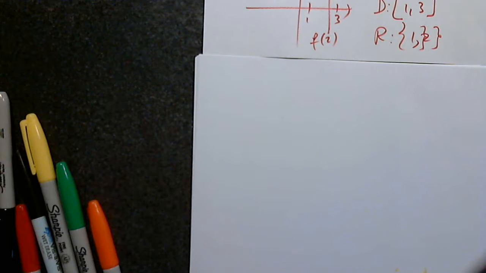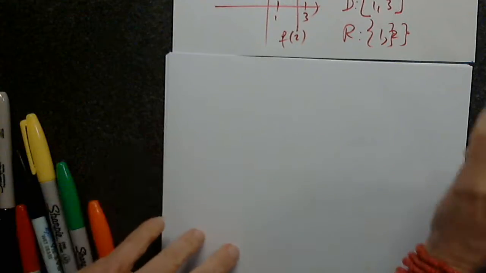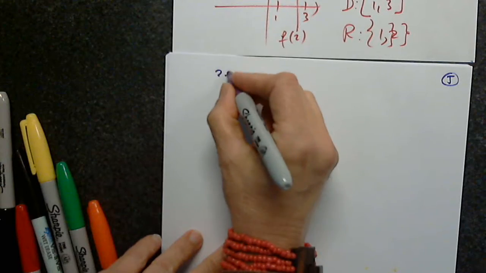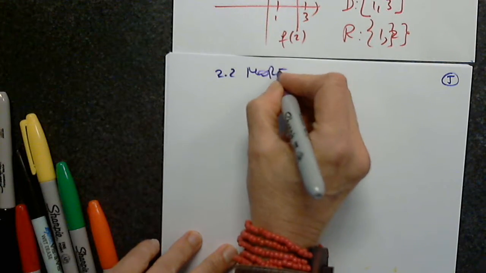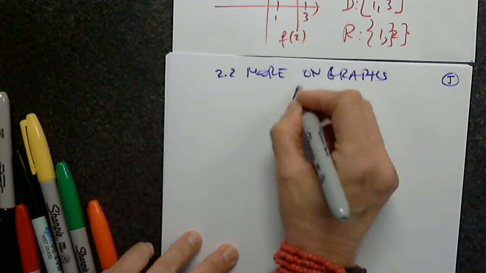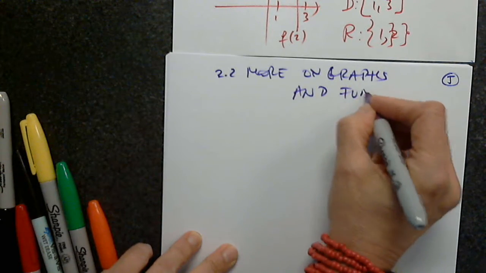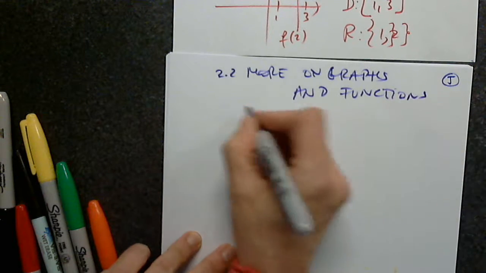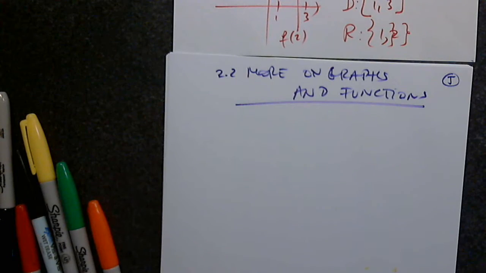So let's move on to the next section, which is 2.2, which is more on the same thing: more on graphs and functions. We're going to look at more properties of functions, and what else we can figure out from a graph of a function. That's what we are trying to do right now.